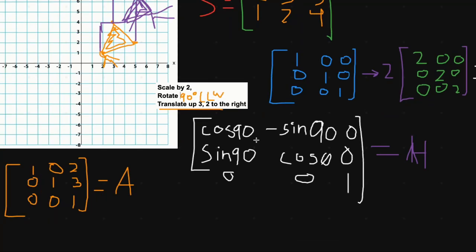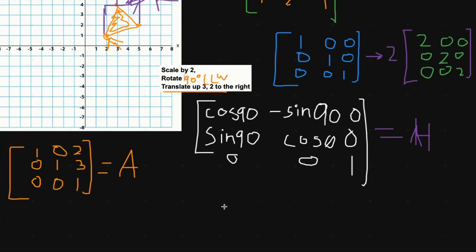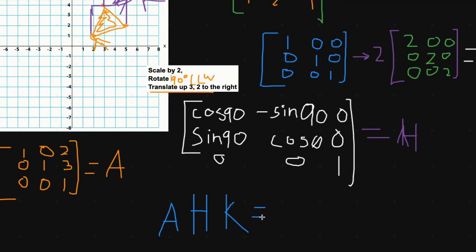We've created these three matrices. We're now going to multiply them together. So first we're going to scale by 2, so we're going to put K here. Then we're going to rotate 90 degrees counterclockwise, so we're going to multiply to the left. We're going to write H here. And then finally we're going to translate up 3 and 2 to the right. So this is AHK. And so I'm going to finish this matrix. Again, this is a composite matrix.